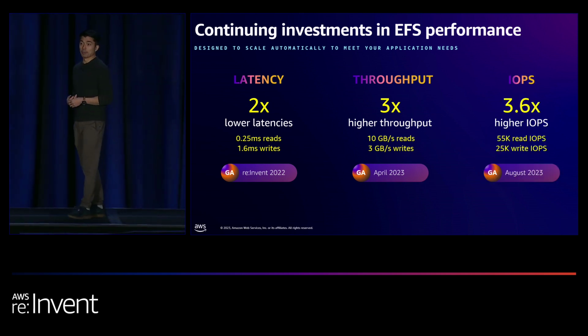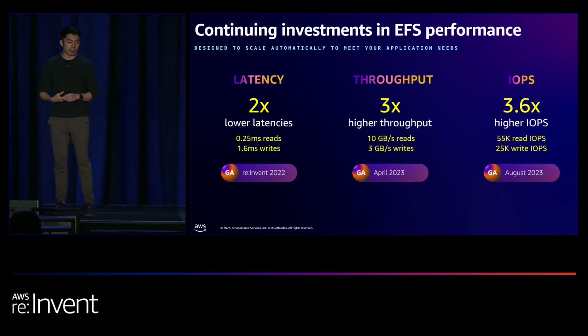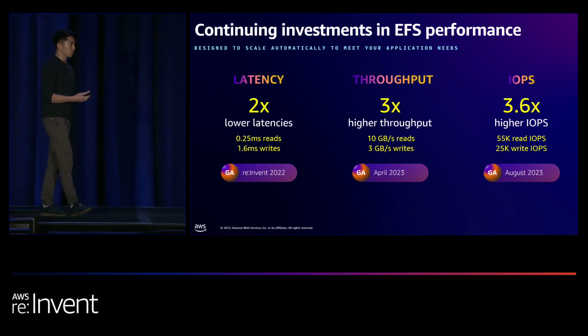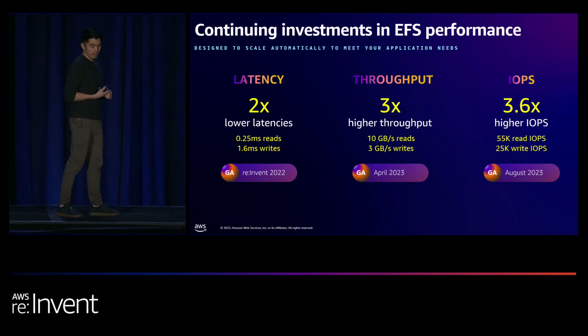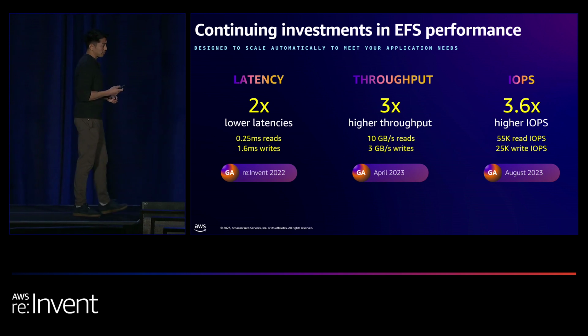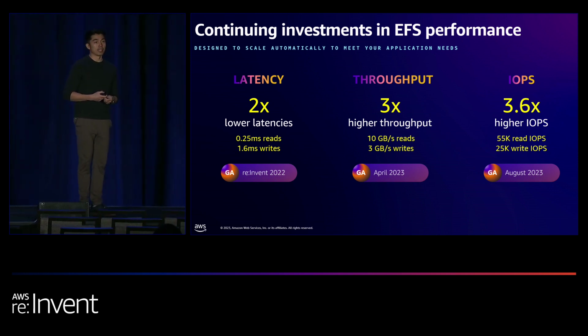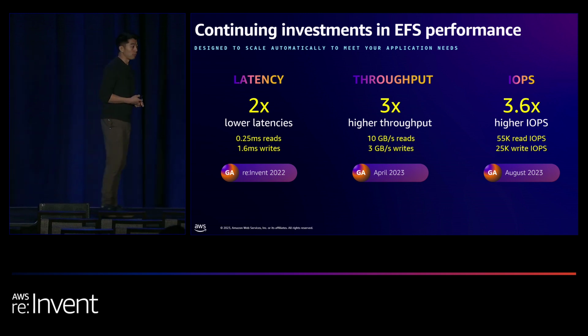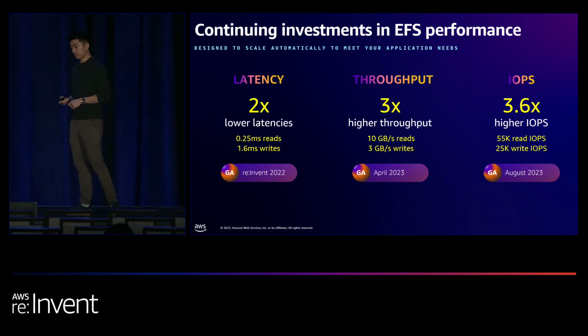And the last performance dimension that matters for storage is IOPS, so the number of operations per second. So think about transaction-heavy workloads that are typically reading or writing a lot of small files over and over again. And in August this year, we increased our IOPS limits on EFS by 3.6x. So now we support up to 55,000 read IOPS and 25,000 write IOPS.